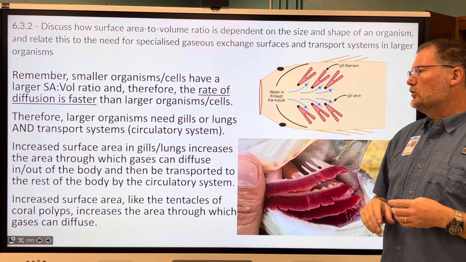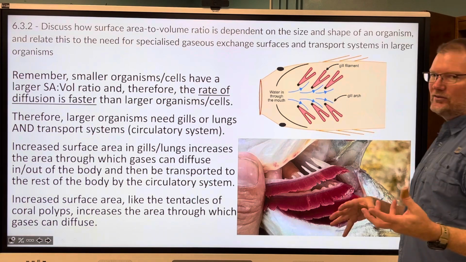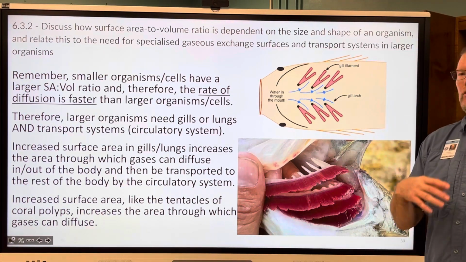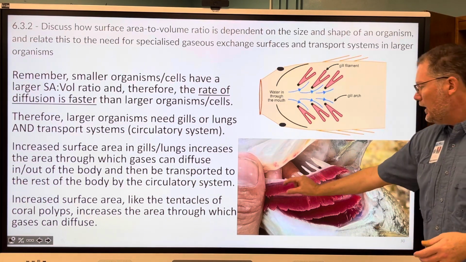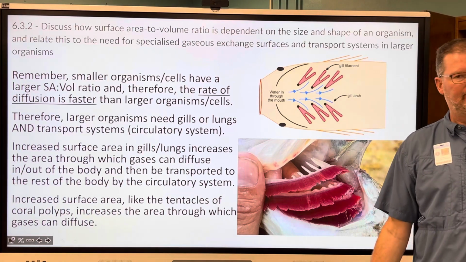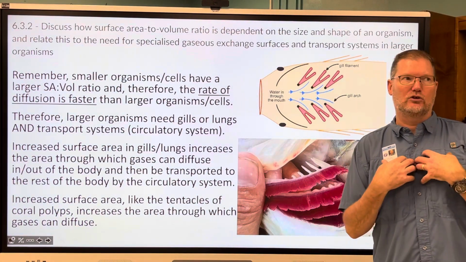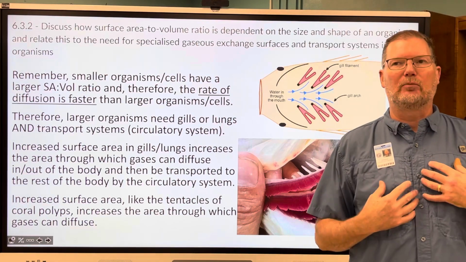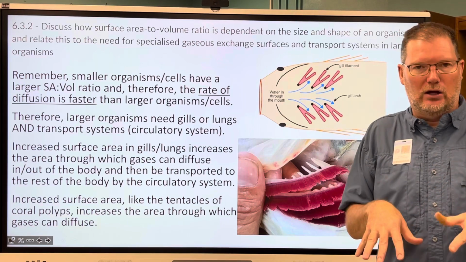Increased surface area increases the area through which gases can diffuse. That's a simple concept. And then be transported. It's like the tentacles I showed you in the last slide with the coral polyps. The more tentacles, the more gases can diffuse. The more gill area, the more gases can diffuse. The more alveoli in our lungs, that's why we have two lungs, and it's easier to breathe than with just one lung, and they're branched out like this, increasing surface area.